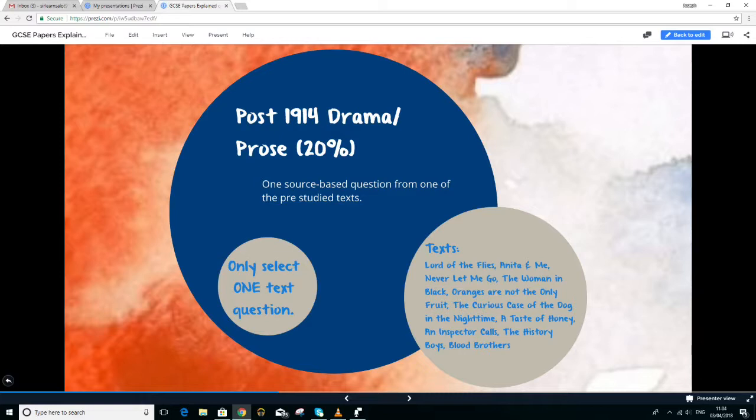However, your school might have made the decision for you to do two pieces of prose, in which case you might have done something like Lord of the Flies or Woman in Black, the two most common there. You only at this point select one text for this, and you'll be asked one source-based question from one of these texts. So for instance, if you have studied An Inspector Calls, you might be asked a question on how Mr Birling is presented throughout the play. It will give you a section of the play to base your answer on, but you need to have knowledge of the whole story of whatever that might be.